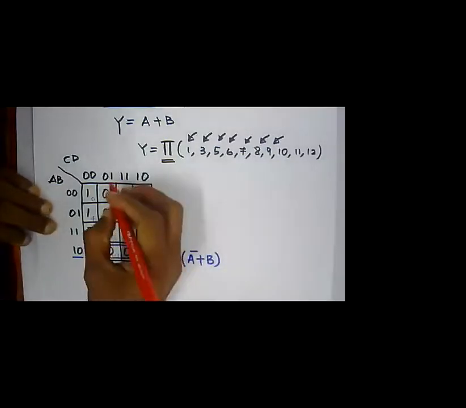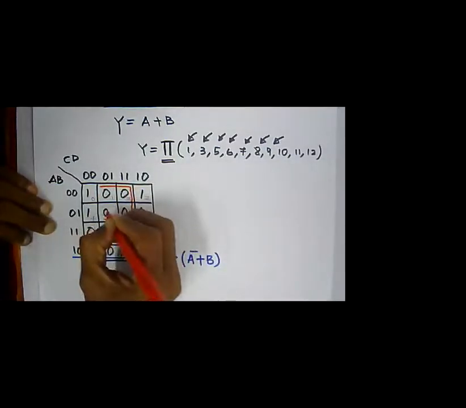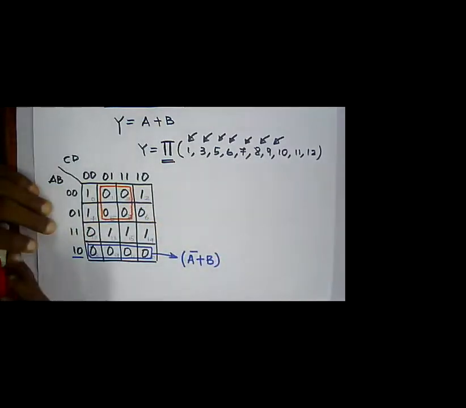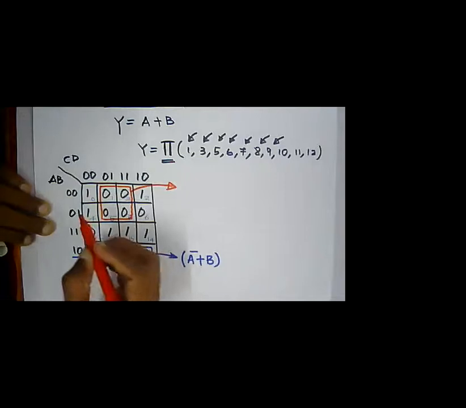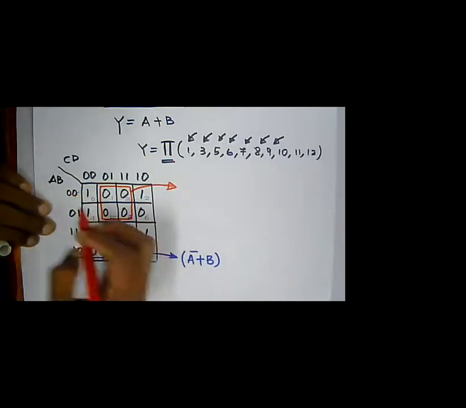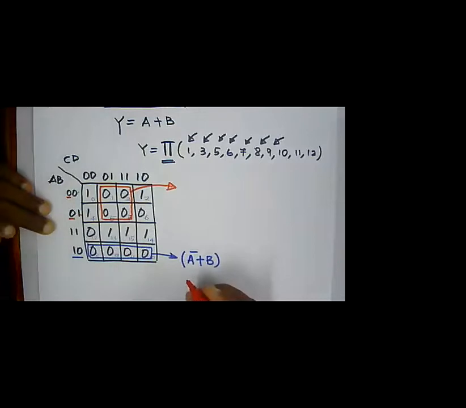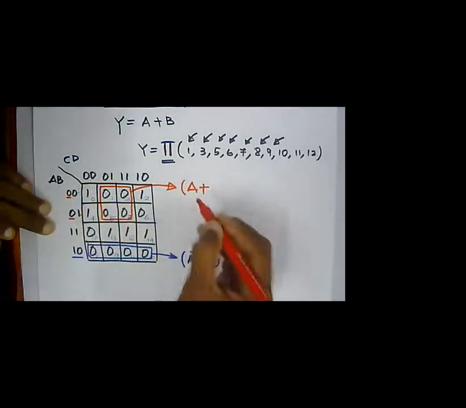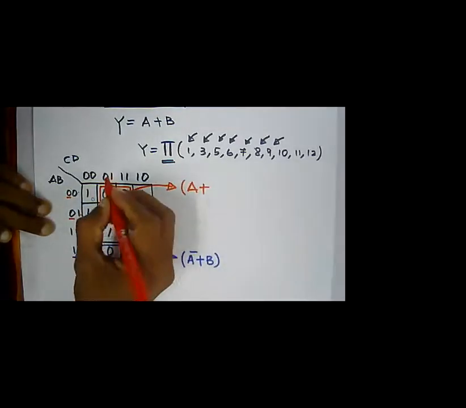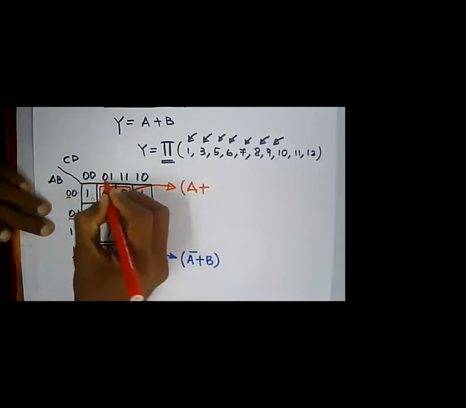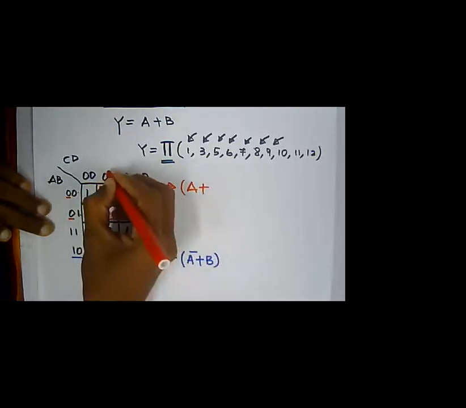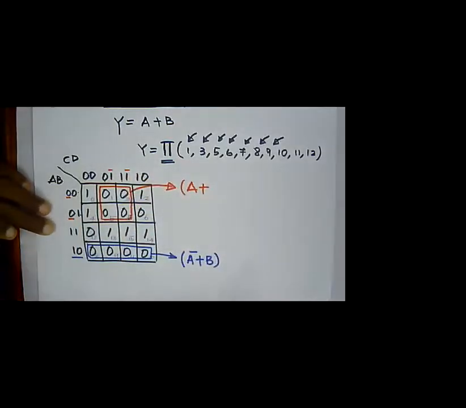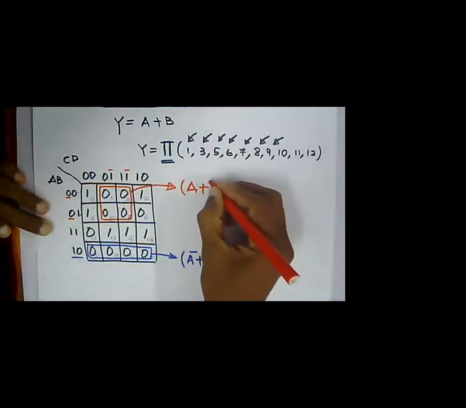The second group is this one. We can see that there is another quad, another box of 4. In this one, B is changing, but A is 0, so this becomes A plus. Since it is 0, we write it directly. Then see here, C is changing, C is 0 and 1, but D is constant and the value of D is 1, hence it becomes D bar.